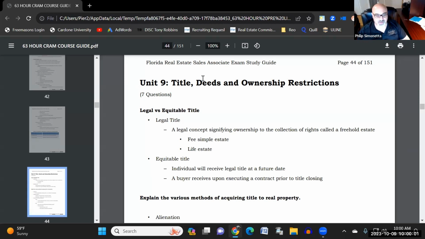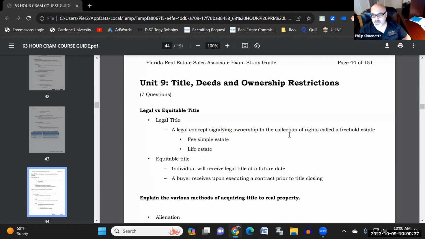The first thing about title is you want to know the difference between legal and equitable title. So what's legal title versus equitable title? Legal title is a legal concept signifying ownership of the collection of rights called a freehold estate. You have the freehold estate, and that's held 2 different ways, fee simple or a life estate. An equitable title is when an individual will receive legal title at a future date. A buyer receives this upon executing a contract prior to title closing.